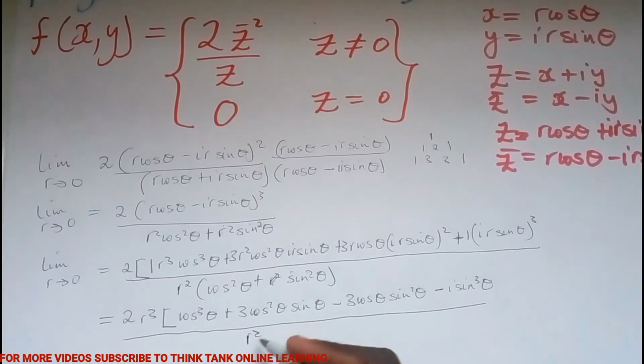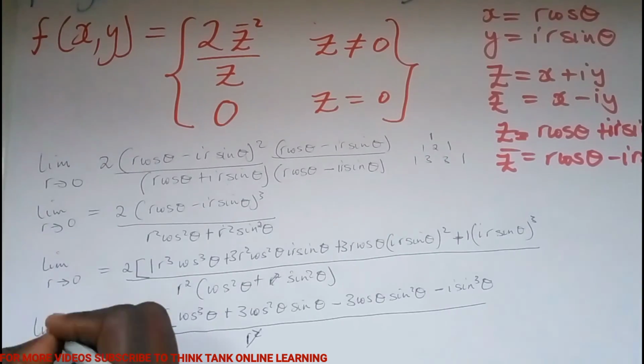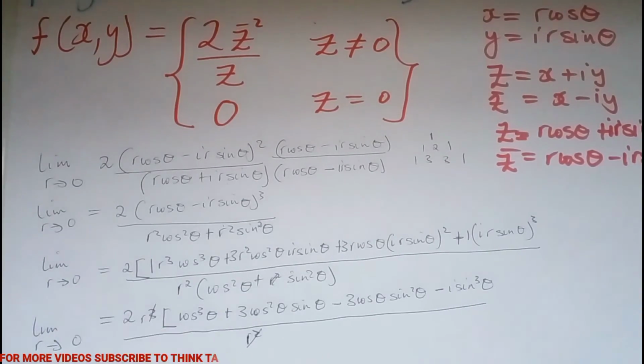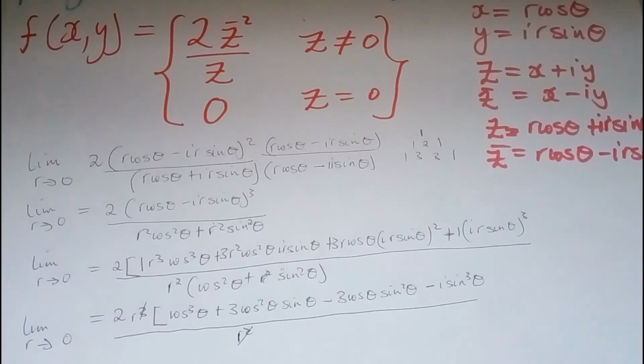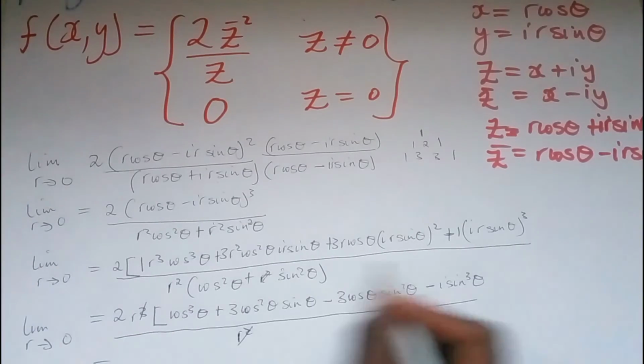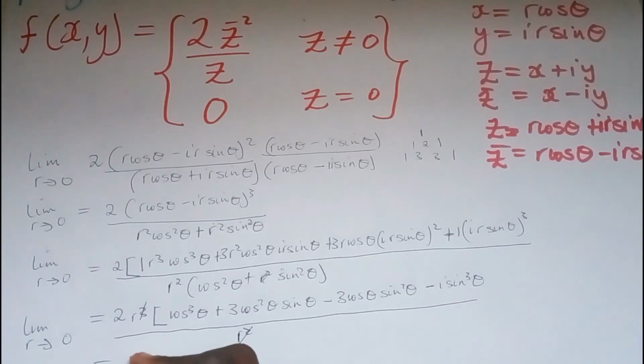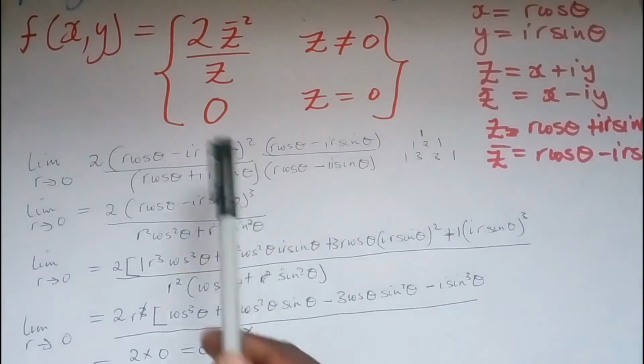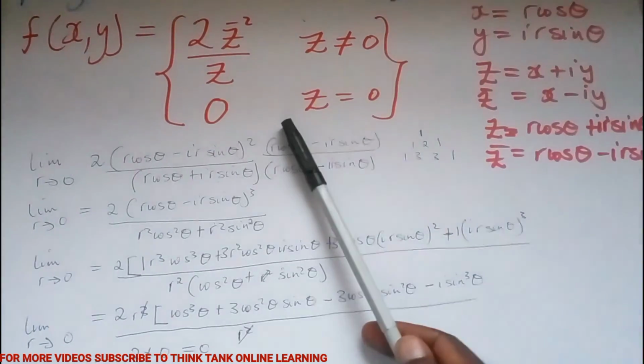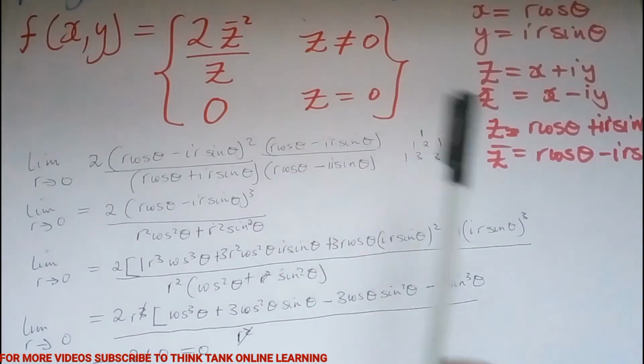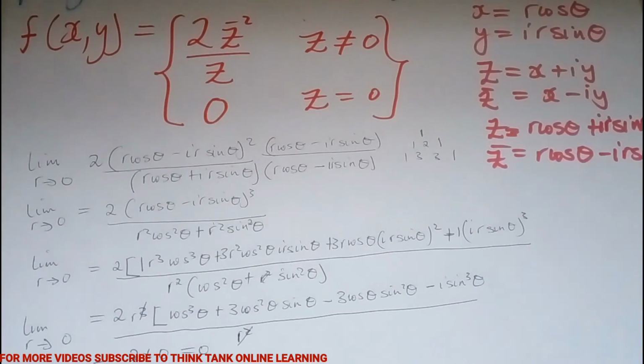Now r cubed over r squared gives r, and now I can substitute. The limit as r approaches 0: if I replace r with 0, this whole expression is going to be 0, so I get 2 times 0, and that is equal to 0. So as you can see, the limit at this point is equal to 0, and the function is defined at the origin. And now we want to check our last condition so that we can determine whether the function is continuous or not.